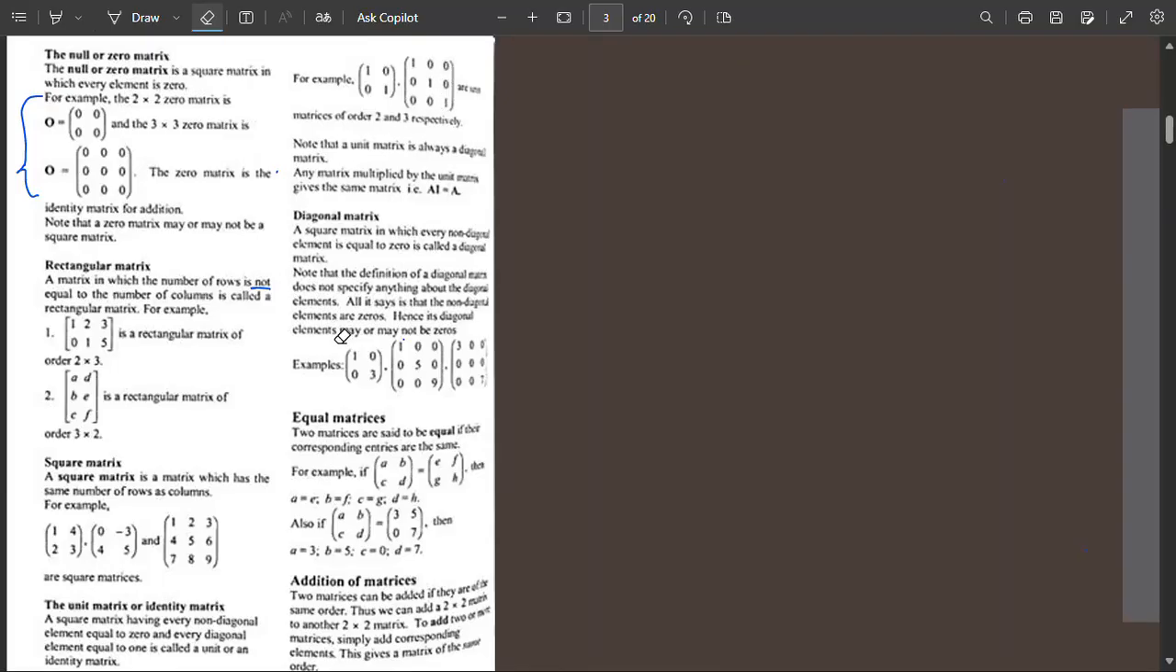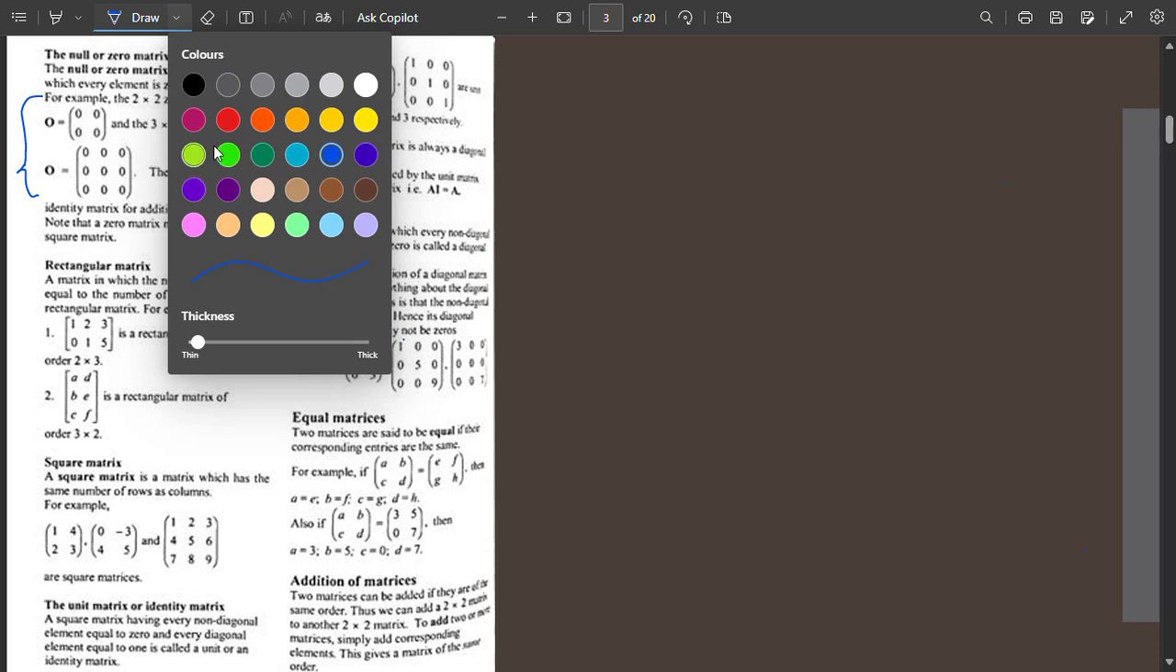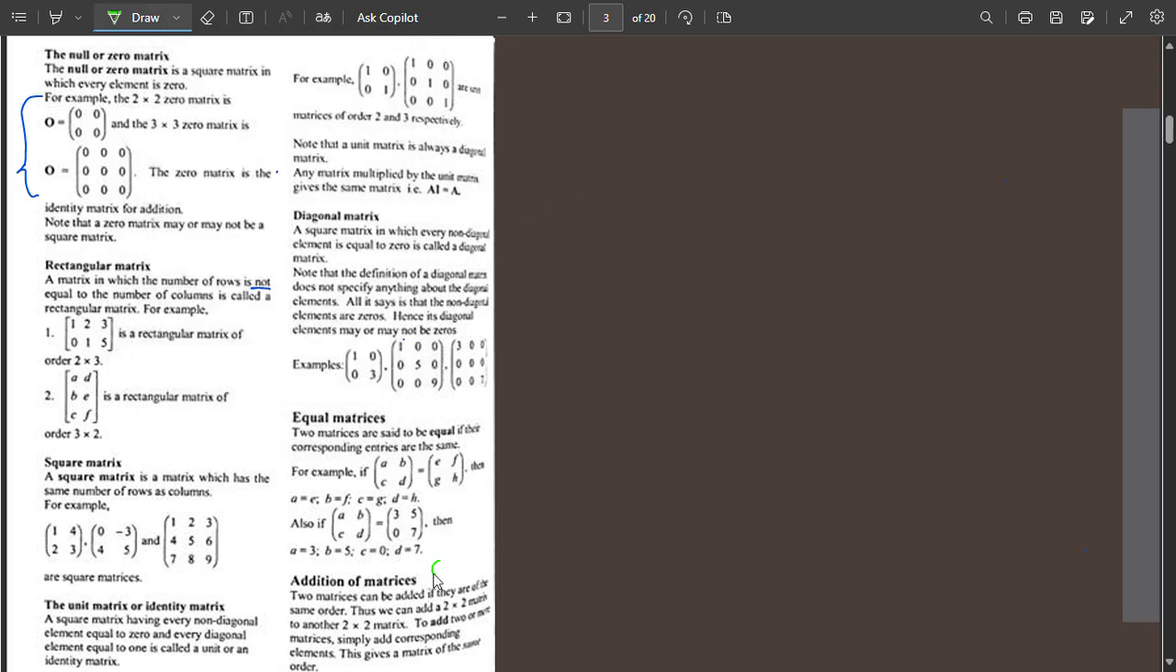Right, to move on to addition of matrices. Change my marker to blue. Addition of matrices. So now we'll learn how to add matrices.